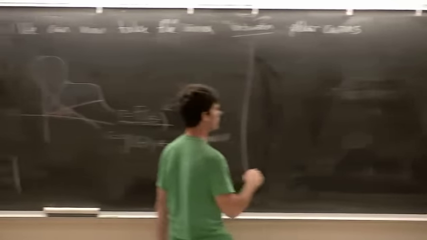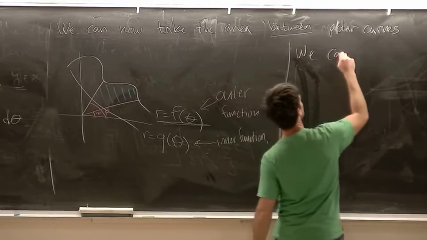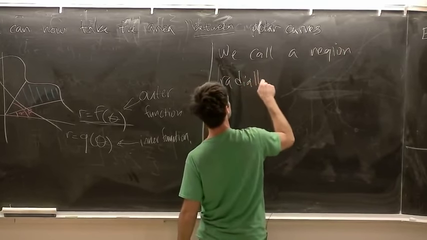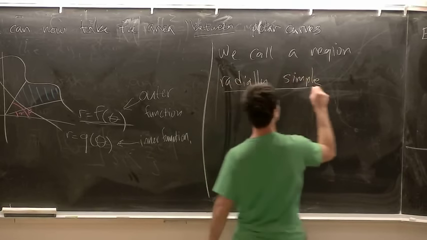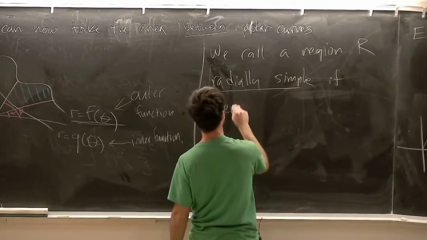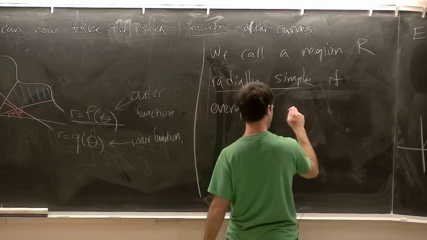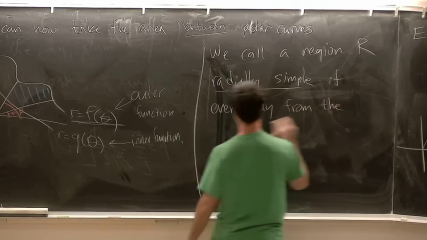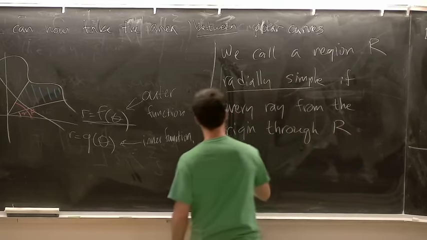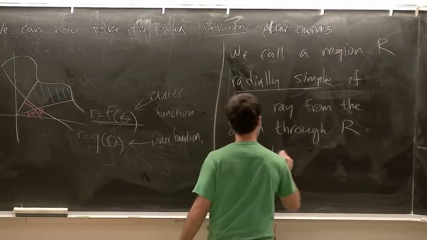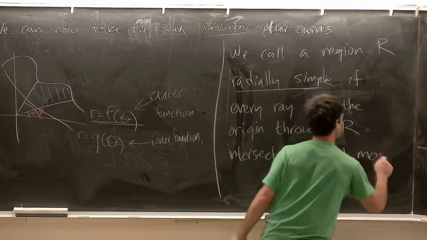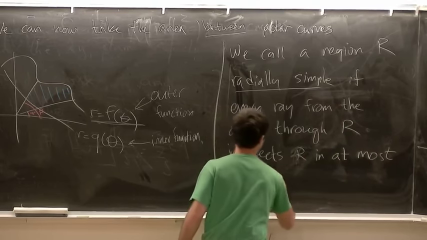So let me make that a little bit more precise. This will take me a second. We call a region R radially simple if every ray from the origin through R intersects R in at most one segment.